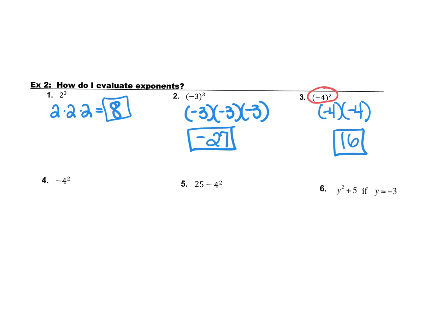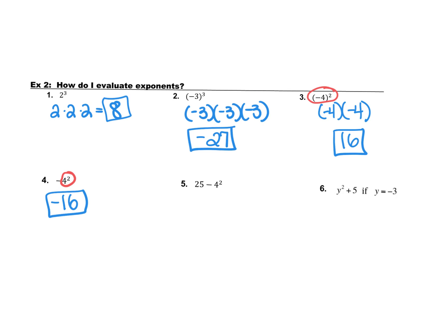So when we have one like this, we need to remember the order of operations. The order of operations are parentheses, exponents, and then multiply and divide, and then add and subtract. Because I do not have the parentheses here, we need to evaluate this part right here first. And because I have a 4, and 4 squared is going to be 16, then I need to go back and put this negative back on it. So notice how the one with the parentheses around it is a positive 16, and the one without the parentheses is going to be a negative 16.